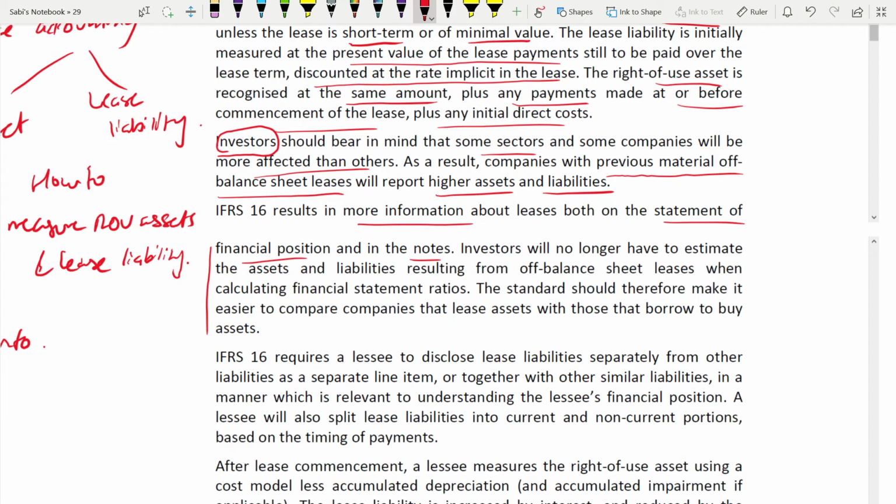Because now you are recording assets and liabilities, you no longer have to estimate the amount of assets and liabilities, because estimation will give you an incorrect figure. Accuracy will not be there. But now since you are calculating it, it will be more accurate. So you don't have to estimate it anymore. And this will have an impact on the ratios also. Don't mention the ratios now, but you can just say that now you can calculate ratios in a better, more accurate way. Because of this, it becomes easier to compare.